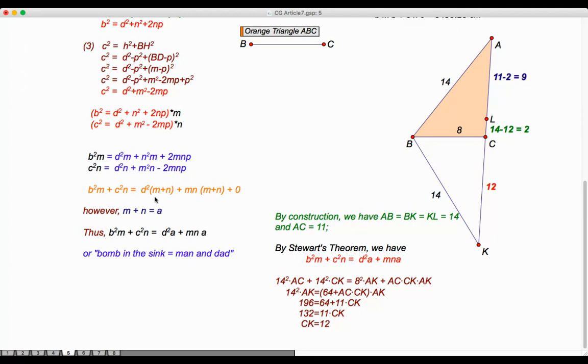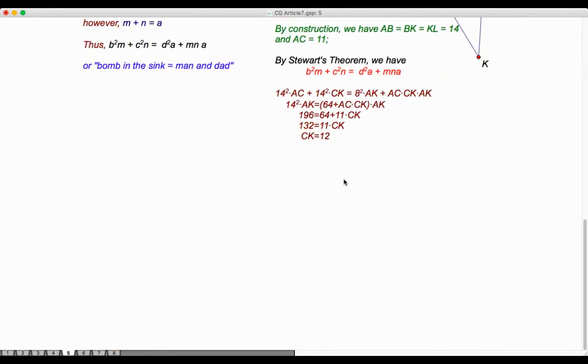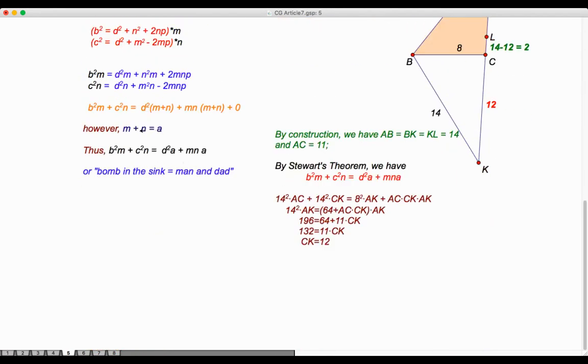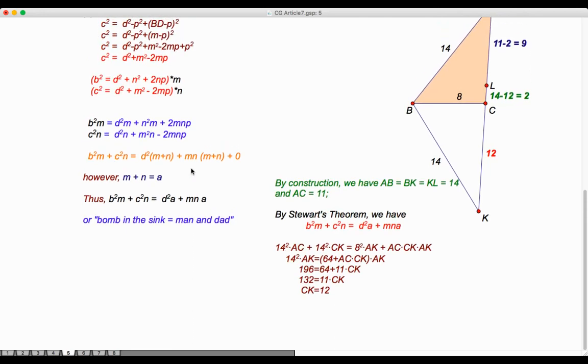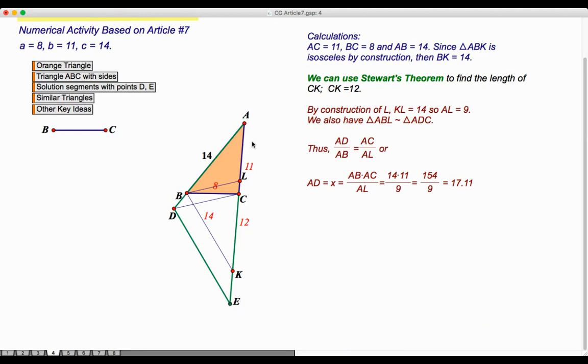However, we know that m plus n is equal to the whole length a. So, m plus n is equal to a. Therefore, the bomb and the sink added together is equal to the dad and the man. Hence, with Stewart's theorem, we are ready to solve this problem.